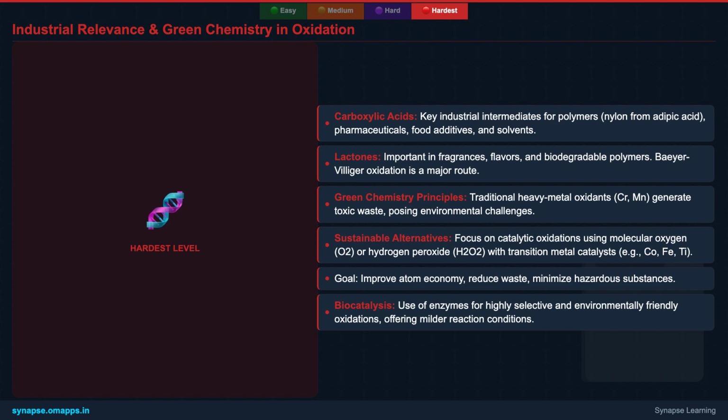Lactones, the cyclic esters formed via Baeyer-Villiger oxidation, are prized in the fragrance industry for their sweet, fruity notes and are increasingly used in biodegradable plastics and drug delivery systems. However, traditional oxidation methods, often relying on stoichiometric amounts of heavy metal reagents like chromium or manganese, pose significant environmental challenges due to the generation of toxic waste.